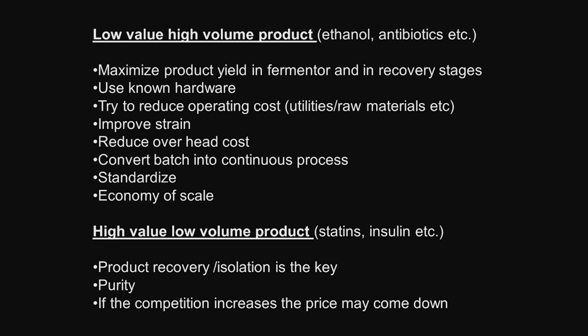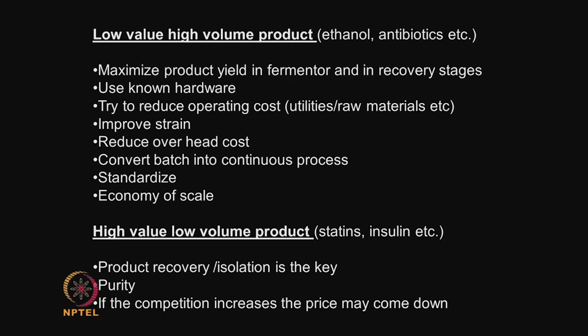So, initially when you are the only manufacturer, you can sell it at any price, but after some time when there are many competitors, the product selling price has to come down. So, you have to change your strategy in the manufacturing, in the downstream, in the strain, and so on actually.